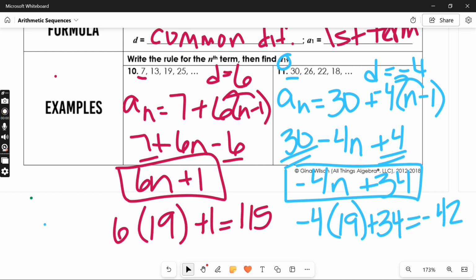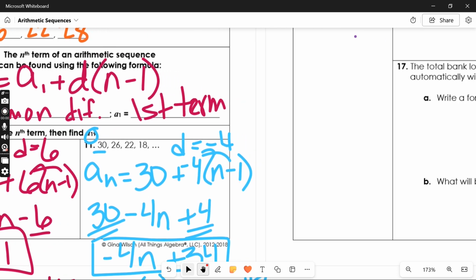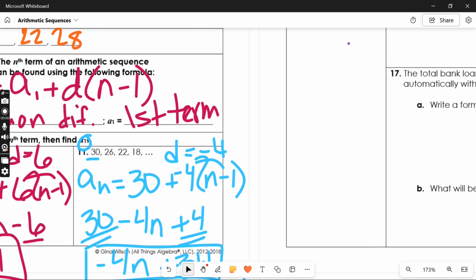All right, so this is a good space for you to pause the video and try those next 4. Find the equation on the next 4, and then find the 19th term.